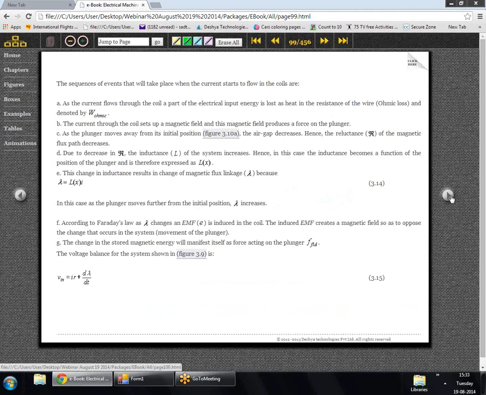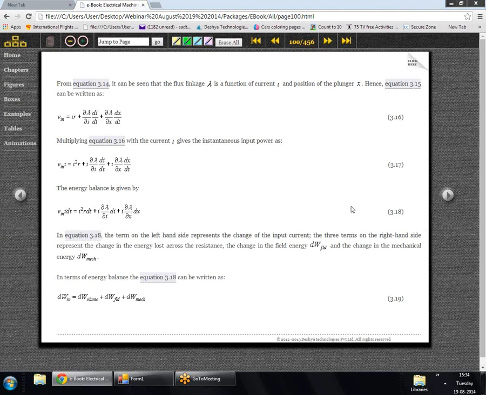Now what we do is write down the complete mathematical equation describing this system, and this is shown in equation 3.15. So we have the input voltage that is equal to IR, the drop across the resistance of the coil, plus d lambda by dt. So this is the voltage balance for this system, and it's given in equation 3.15.